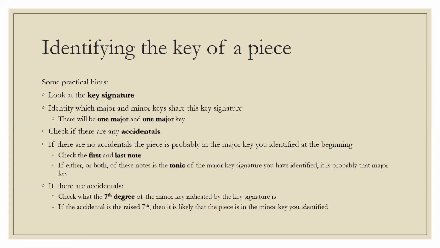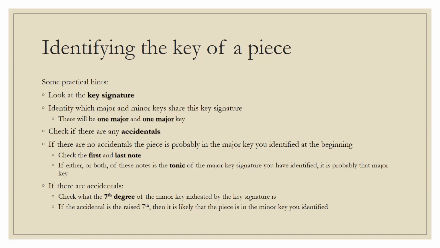Thank you, Akilan. Now, if there are no accidentals in the piece, then we're probably dealing with the major key. Okay, and we can make sure about that by looking at the first and the last note of the piece. If the first note and the last note are the tonic or the dominant of that particular key, then we are definitely in the major.